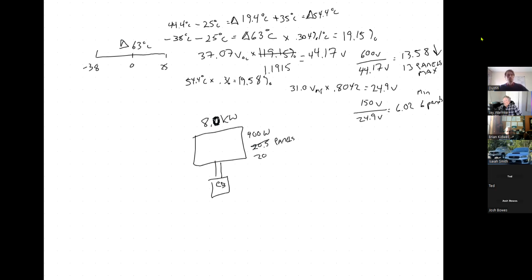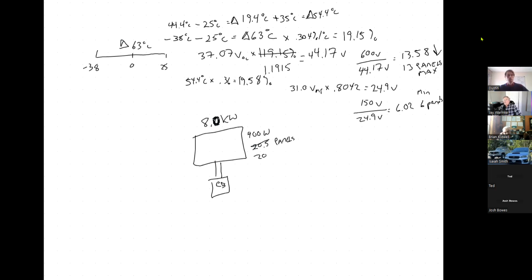All right. So as far as size of wire, we know that typically these things come with, in today's market, 12 gauge wire attached to the panel. So this PV source circuit here from the panel to the combiner box is probably going to be 12 gauge wire. Well, is that going to be adequate?